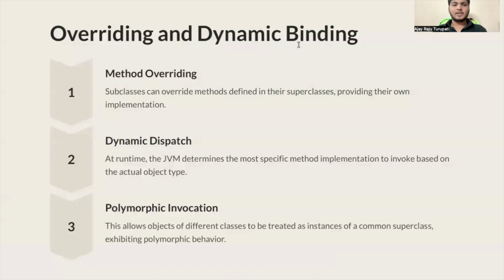Overriding and dynamic binding. Method overriding: subclasses can override methods defined in their superclass, providing their own implementation. Dynamic dispatch: at runtime, the Java virtual machine determines the most specific method implementation to invoke based on the actual object type. Polymorphic invocation: this allows objects of different classes to be treated as instances of a common superclass, exhibiting polymorphic behavior.